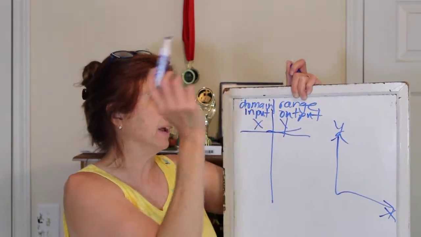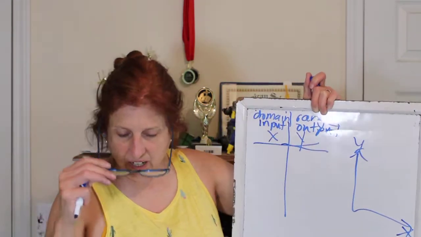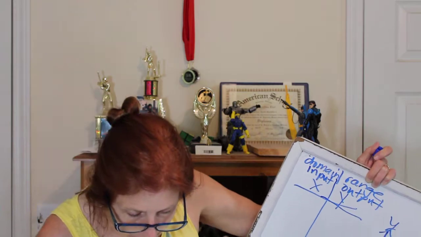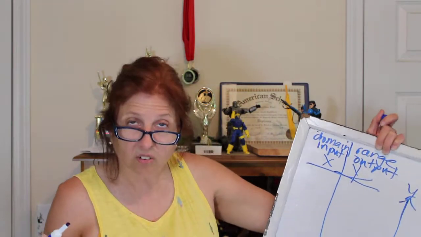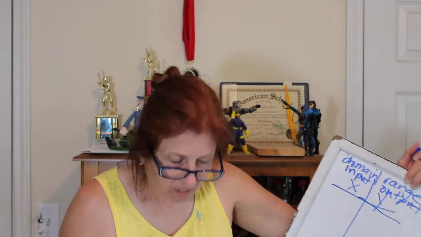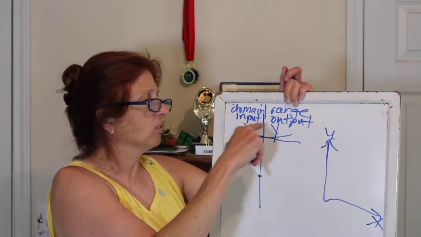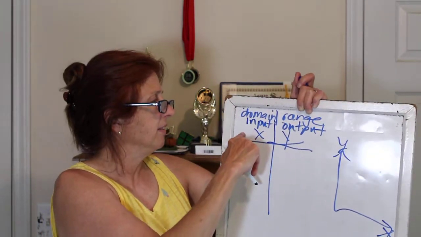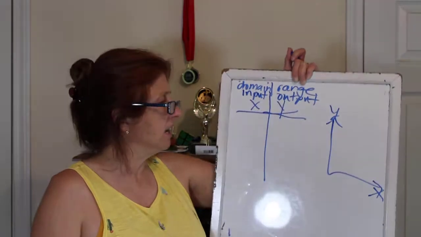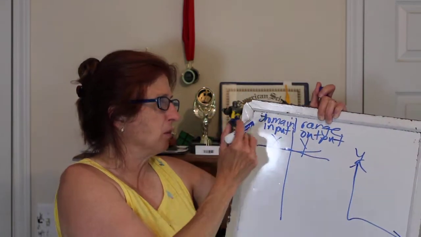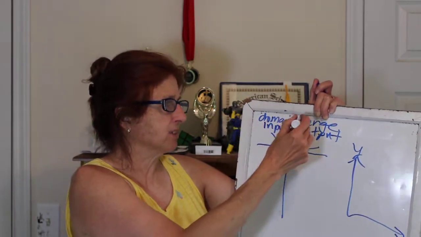X and Y, domain and range, input, output. Do they have another name that I'm not thinking about? Horizontal and vertical, they said that one. The out and the up and down. So there's just different names for it. But the main ones are domain, input, X, range, output, Y.